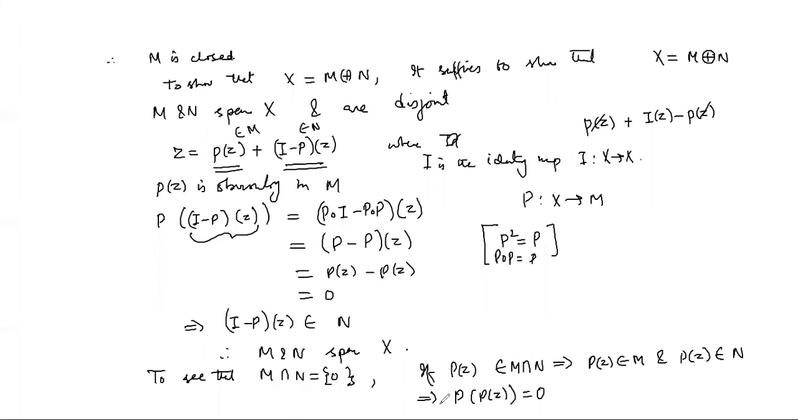Which implies that, now see, P of Z belongs to M, and P of Z is 0. But what is P of Z equal to? I just said P squared is equal to P. It implies that Z is also equal to 0. So if any element is in M intersection N, then it is 0. Hence M intersection N is only equal to the origin, which implies that X can be written as the direct sum of M plus N.